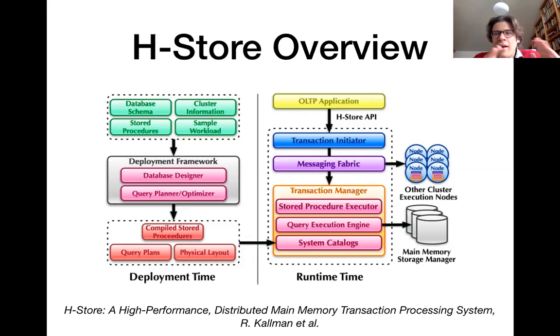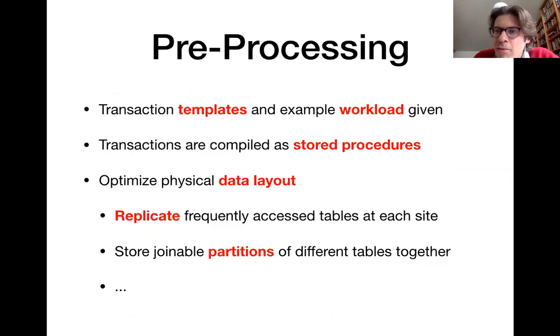And altogether, the system aims at providing ACID guarantees while still being very highly available and having a very high transaction throughput. So in the following, we're going to see some of those design decisions and some of those system components in more detail, starting with preprocessing.